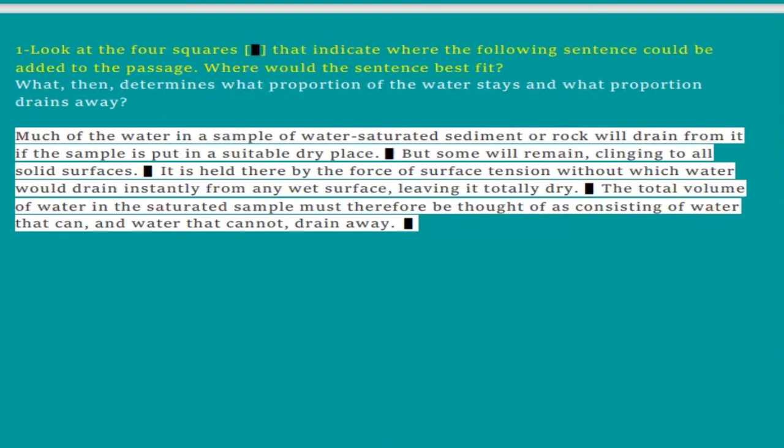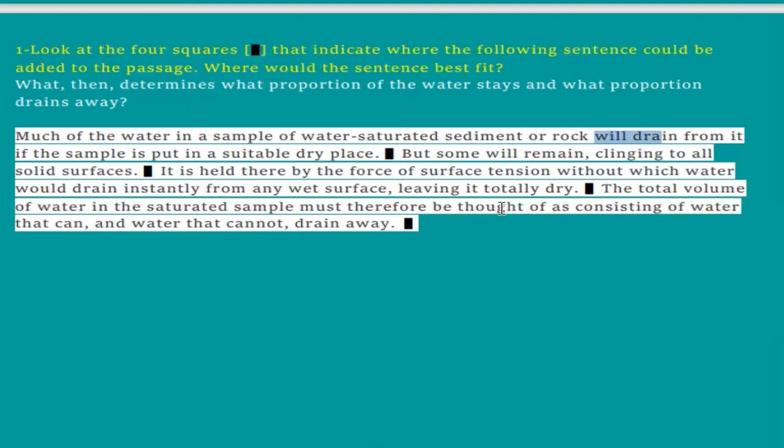So the first box is out because the first sentence is connected with the one that comes after. So the first sentence is talking about the water that will drain. If we see here, will drain from the sample. Okay, and then the next sentence is talking about some will remain. That means these two sentences are connected, so we cannot put our sentence in this box.